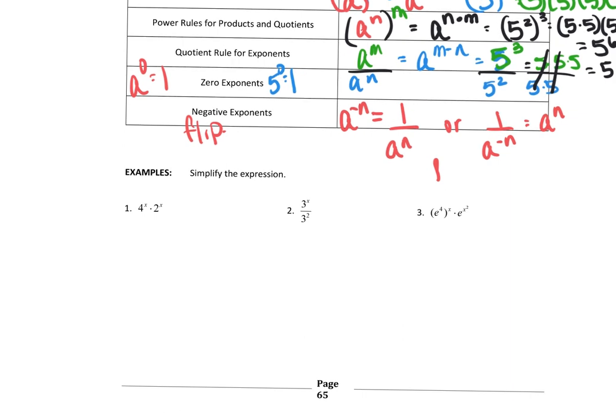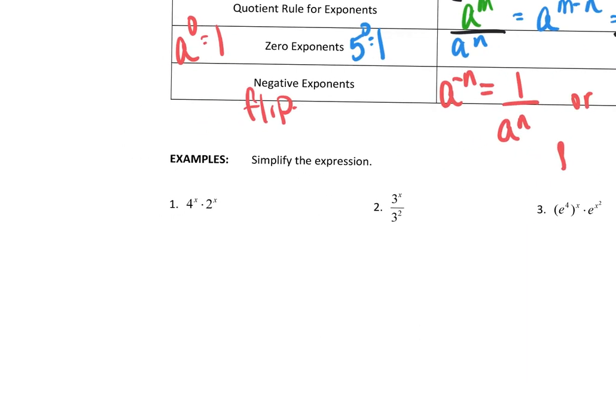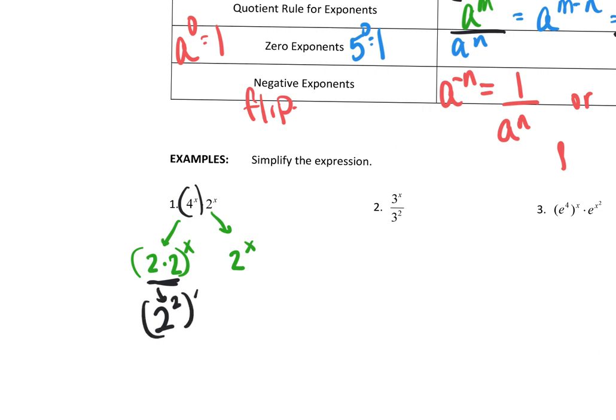So here's an example. We have 4 to the x times 2 to the x. Notice that these are not the same bases, but you have the same exponents. To make this work, we need to get everything to the same base. So here's what we can do. 4 can actually be written in terms of 2 times 2, which is an exponent in itself. And then you have 2 to the x, which is just 2 to the x. So this right here can be written like this. Notice that this right here is 2 squared to the x times 2 to the x.